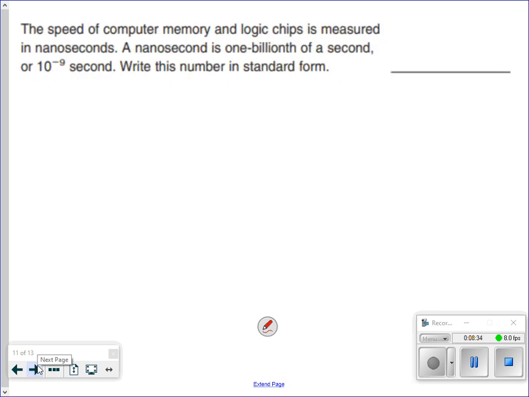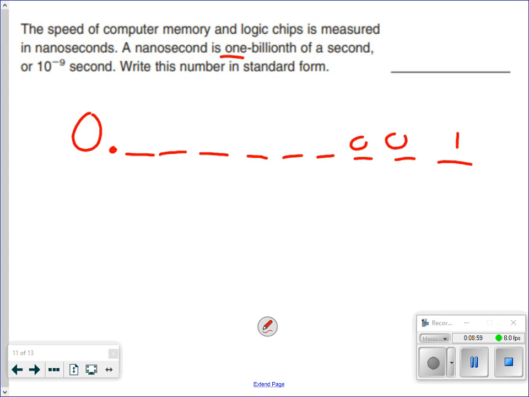This next one. The speed of a computer memory and logic chips is measured in nanoseconds. A nanosecond is 1/1000th of a second, or 10 to the negative 9th second. Write this number in standard form. Got a decimal? This is a 9. 1, 2, 3, 4, 5, 6, 7, 8, 9 places. It said 1/1000th, so put a 1 here. Put all these zeros in here.